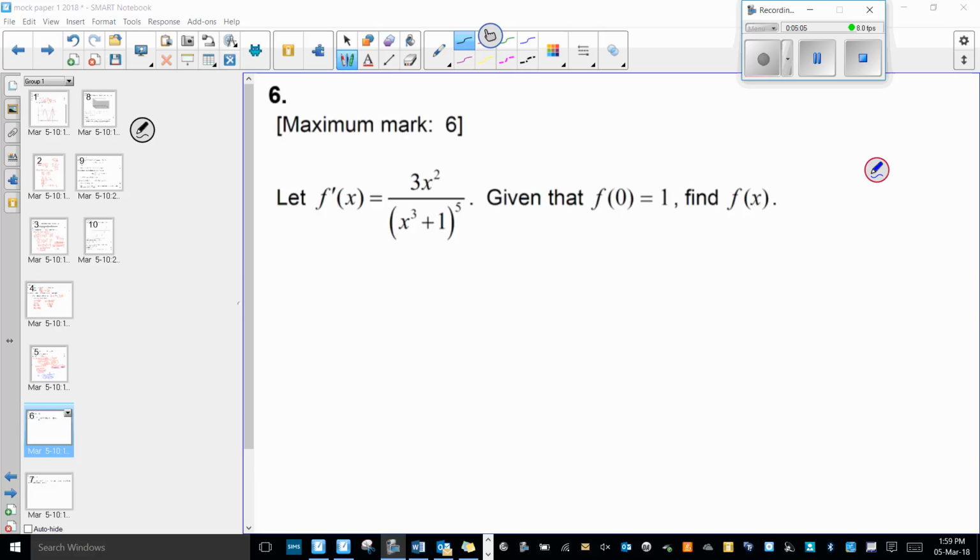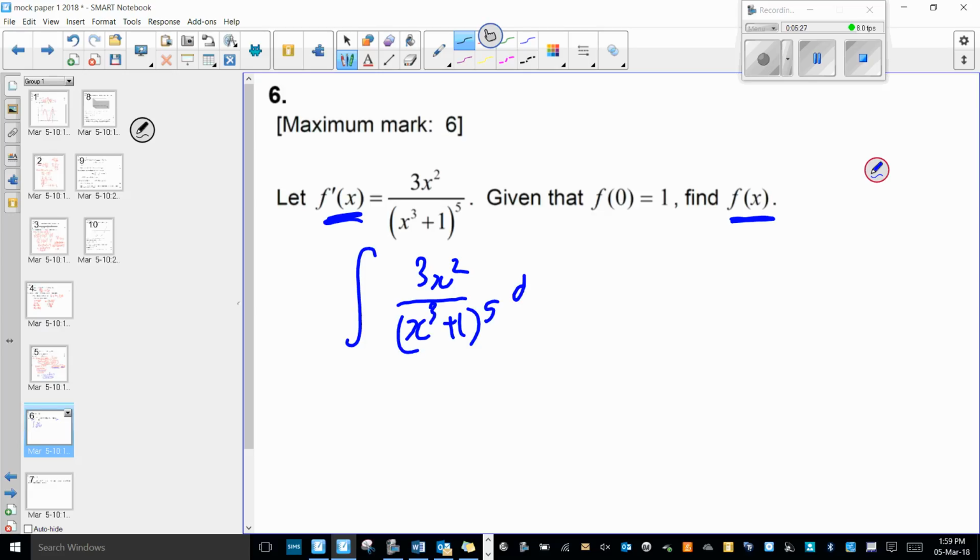Okay, so we've been given the derivative, and we need to find the function itself. So what's our first step going to be? Integrate. So we need to integrate this. So should I get a mark for that? I can't remember. Let's double check the mark scheme in a second. Alright, so we're integrating this. We've got something fancy on the bottom. It's got a power of 5.